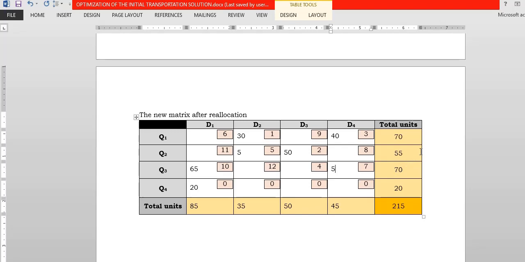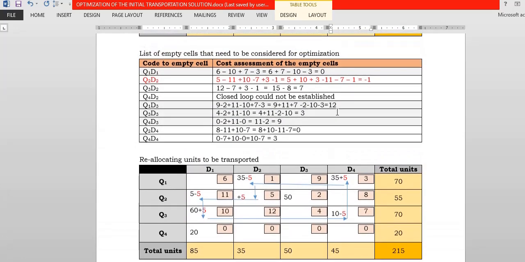Now at this particular position, this is now the new matrix, which we expect to be optimal, but as I said earlier, you can't be so sure. So what you're supposed to do is carry out another optimization to confirm that the new matrix you got is actually the optimum position of the transportation matrix. So what you're supposed to do, therefore, is to redo this particular computation.